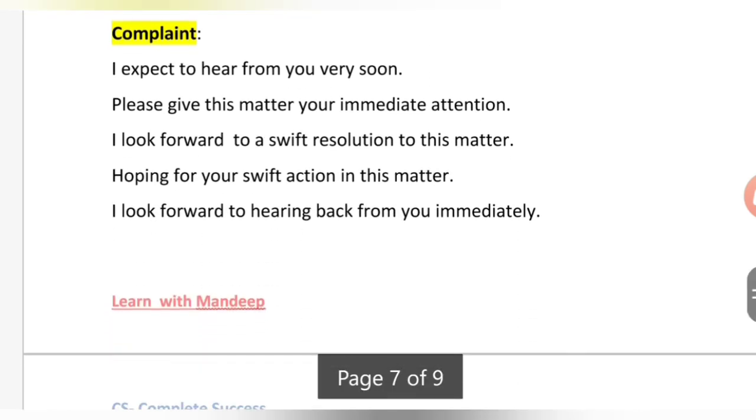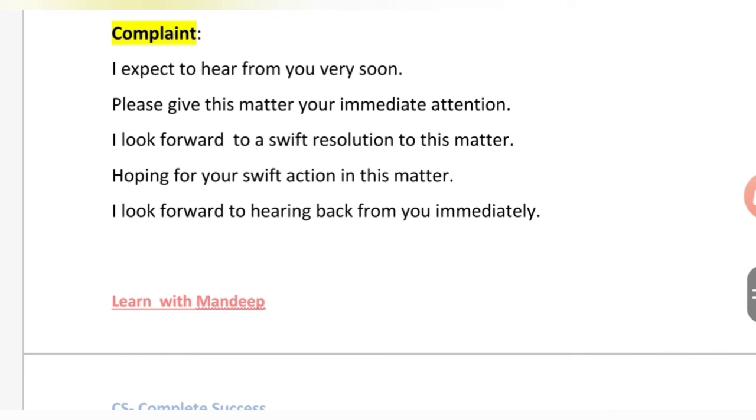Then for complaint, it is obviously formal. I expect to hear from you very soon. Please give this matter your immediate attention. I look forward to a swift resolution to this matter, means a solution. Hoping for your swift action in this matter. I look forward to hearing back from you immediately.